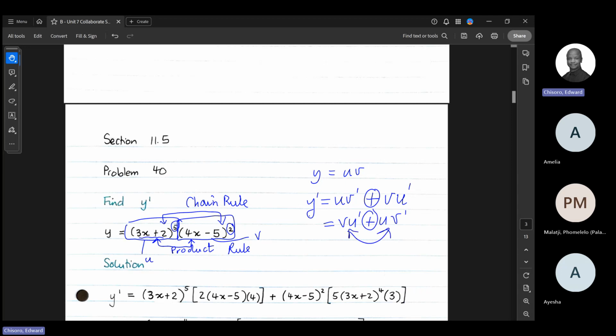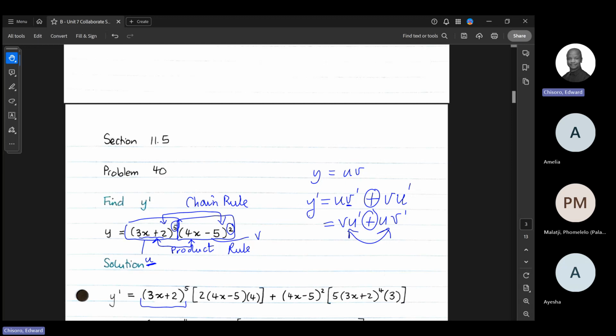It doesn't matter because there's a plus there and there's a plus there, so you can interchange these two things. So I'm going to start by keeping the first bracket constant, so 3x plus 2 to the power 5. I'll keep it constant, and then I'll differentiate the second bracket. So I'll differentiate this one.